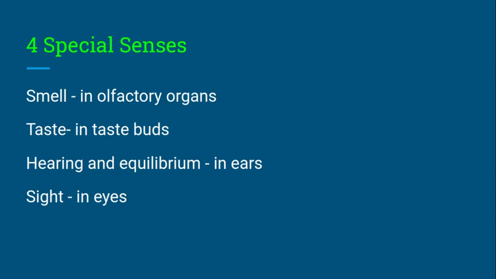So our 4 special senses, and on your notes, you will see the blanks that you will fill in the information on. So if you have to, you can pause the video if you need more time to write it. Feel free to do that. So our first one is smell. This is in what's called olfactory organs. And then we have taste. This is in our taste buds. And then our hearing and equilibrium is in our ears. And then sight is in our eyes.